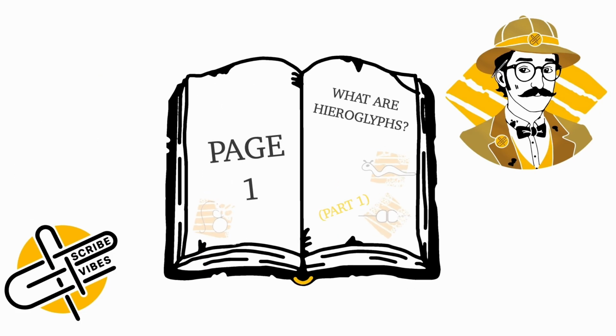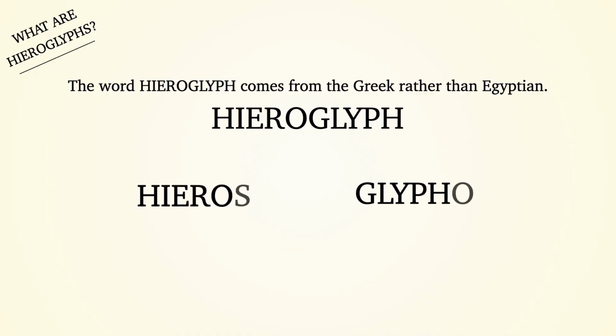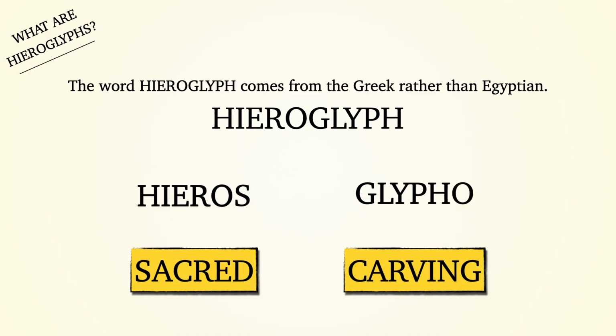Page 1. What are hieroglyphs? Today we are talking about the origins and uses of hieroglyphs before getting stuck into reading and writing any. So let's crack on and see what we can learn. The word hieroglyph actually comes from the Greek rather than the Egyptian. Hieros plus glypho, sacred plus carving.